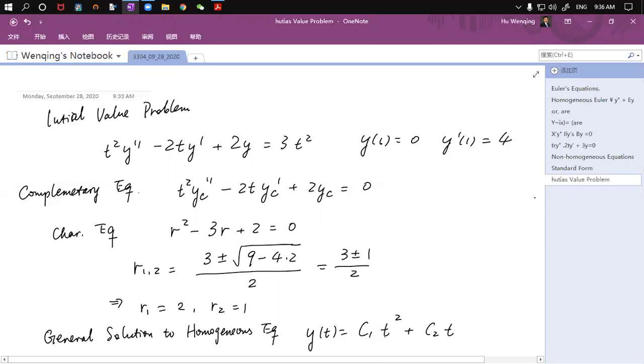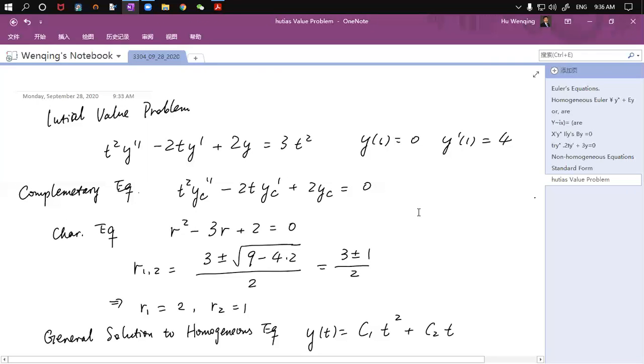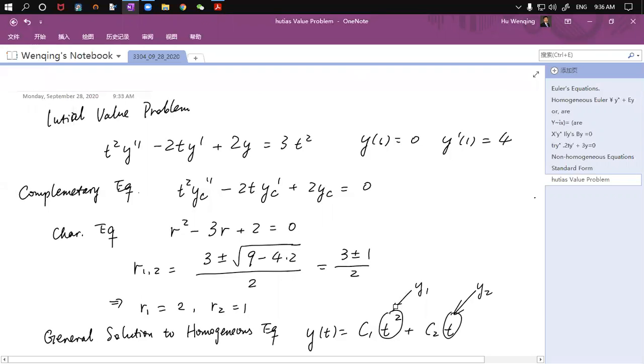Now, with this general solution in hand, you must stick to your own choice of y1 and y2. That's going to be very important. You must stick to your own choice of y1 and y2 in order to proceed. So you're going to say this is my y1, and this is going to be my y2.